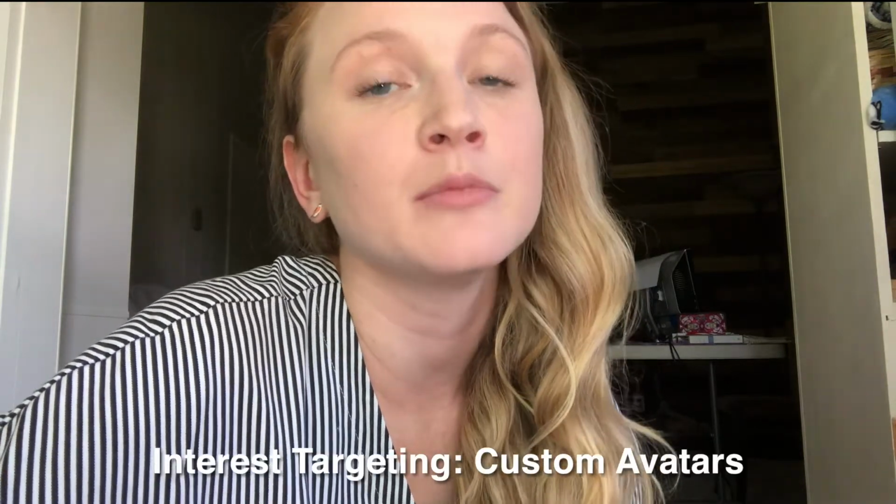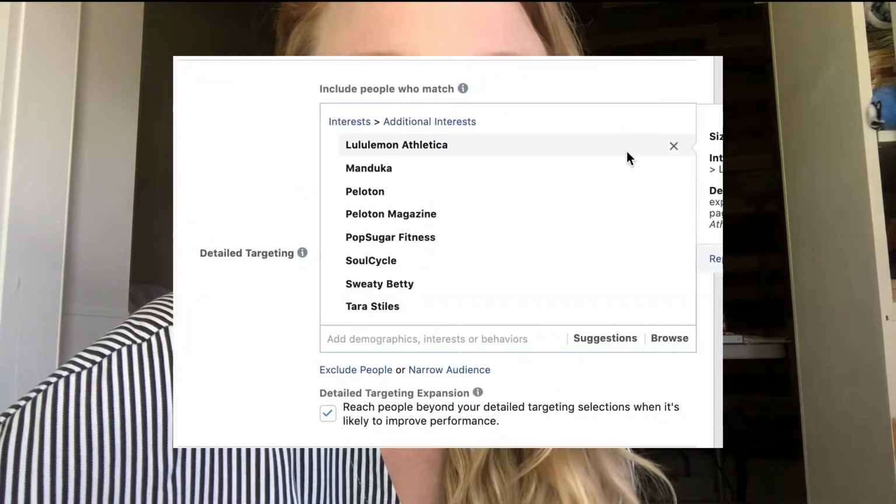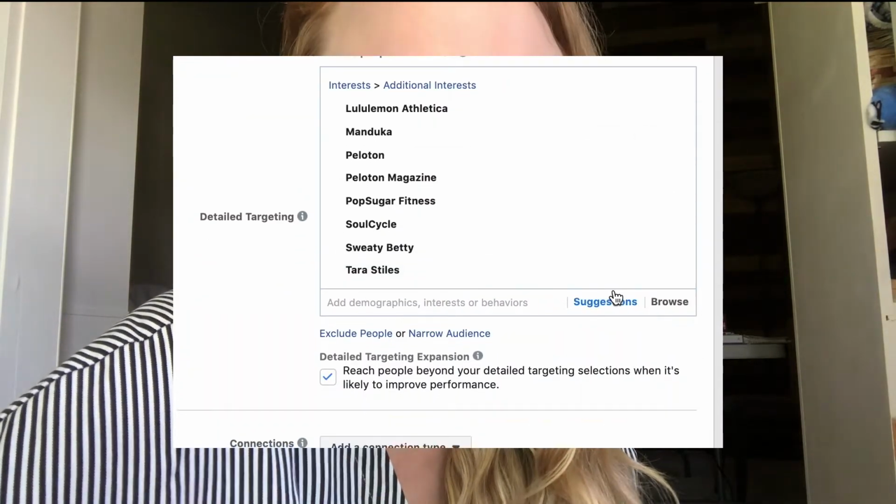I also like to create several custom avatar audiences, which is pretty much just a compilation of all of the other ad sets that we had tested, but for specific avatars. So maybe you're targeting yogis, so you're going to be looking at yoga publications, you're going to be looking at yoga competitors, but you're also going to be looking at where other places yoga people might be spending their money.